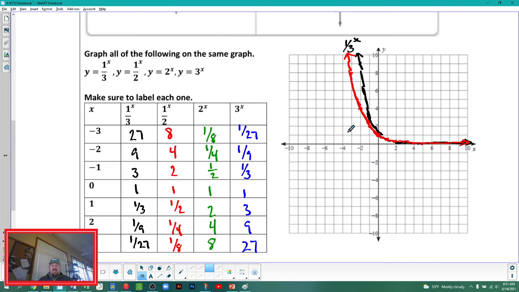This next one, kind of backwards from what we've done. At -3, it's 1/8, so that's probably in there somewhere. At -2, it's 1/4. I can do a little better there. At -1, it's 1/2. At 0, it's 1. At 1, it's 2. At 2, it's 4. And at 3, it's 8.